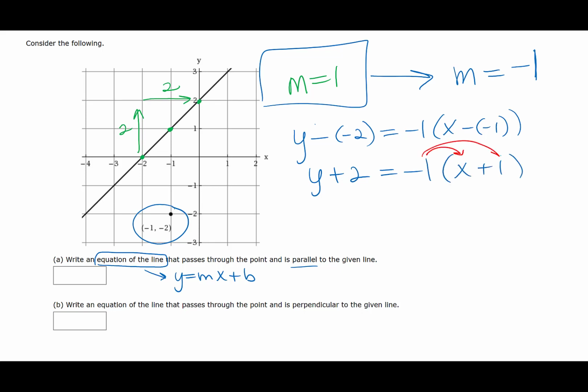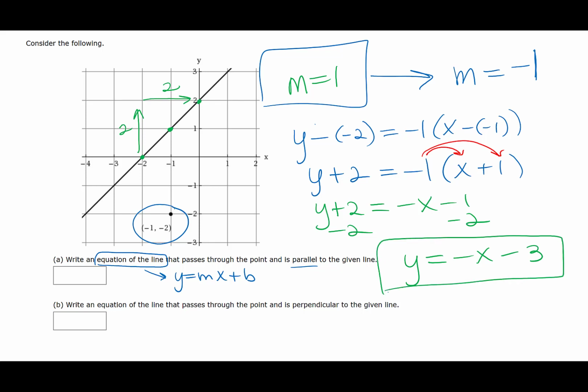To distribute the negative 1 to both of those terms, this will be y plus 2 equals negative x minus 1. Subtract 2 from both sides. y equals negative x minus 3. And that is the perpendicular equation that goes through the ordered pair negative 1, negative 2.